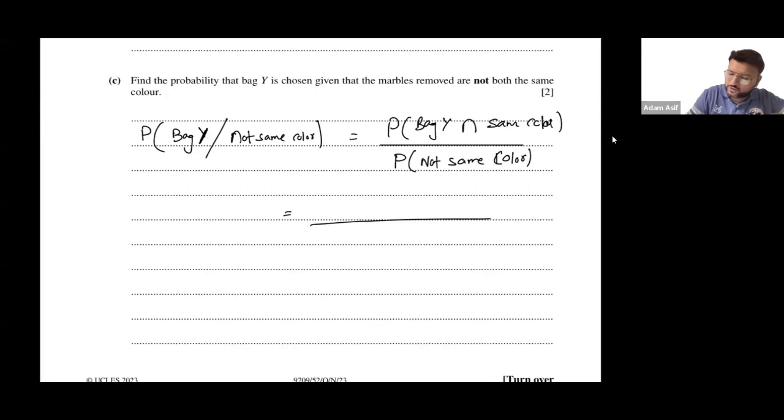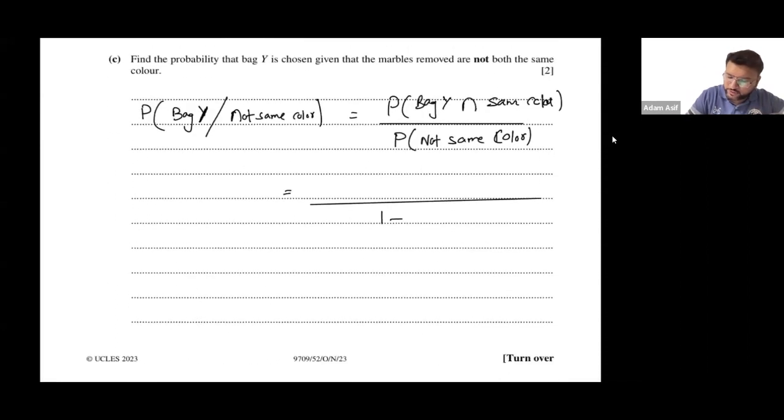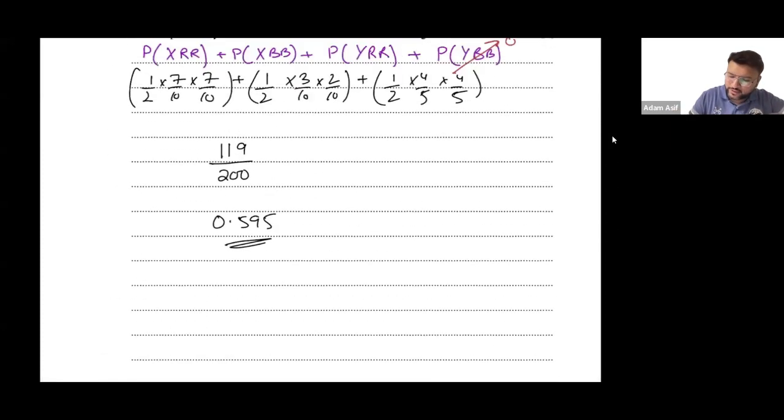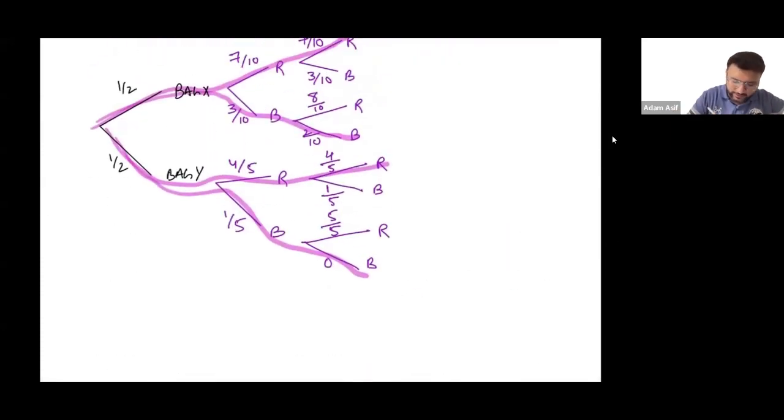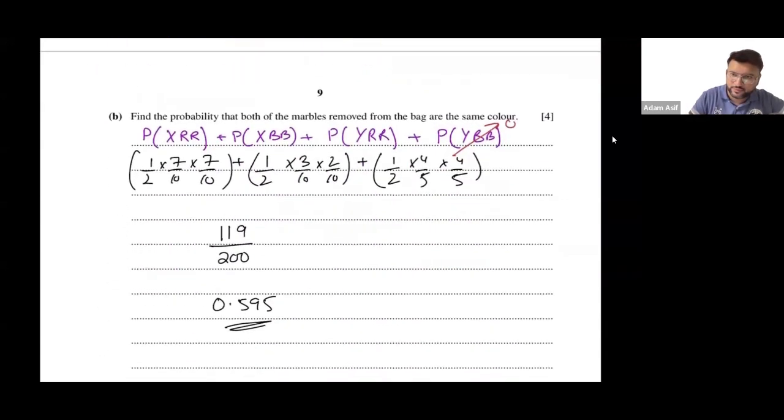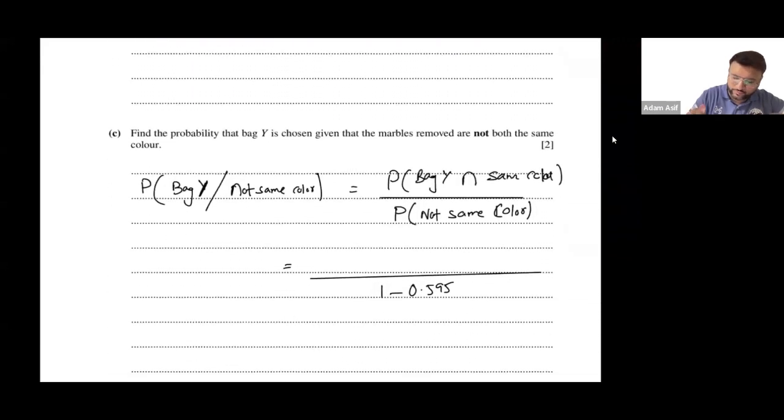So for the denominator, it's simply going to be 1 minus the probability of same color, that is 0.595. In the numerator, it should be bag Y and same color. Bag Y and same color is Y red, half times 4 upon 5 times 4 upon 5.